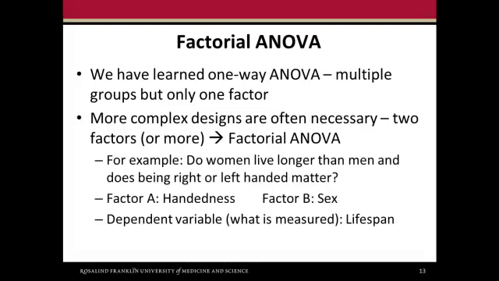So for instance, we might want to ask, do women live longer than men, and does being right-handed or being left-handed matter? In this case, there's two factors that we're looking at. We're looking at handedness, so being left or right-handed, and we're looking at sex, so men versus women. And our dependent variable, or what we're measuring, is lifespan. A one-way ANOVA would be just simply asking the question if women live longer than men. However, in that case, we'd only be comparing two things, so we could actually just do a two-sample t-test or a one-way ANOVA. However, the fact that we're interested in handedness and sex makes this a two-factor ANOVA.